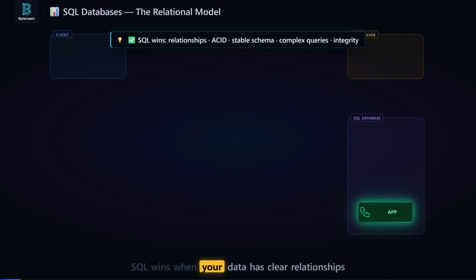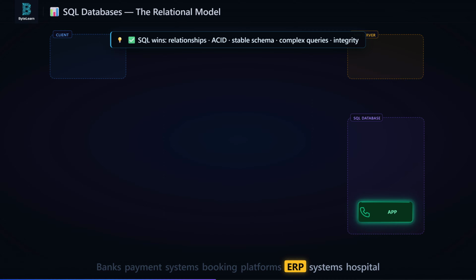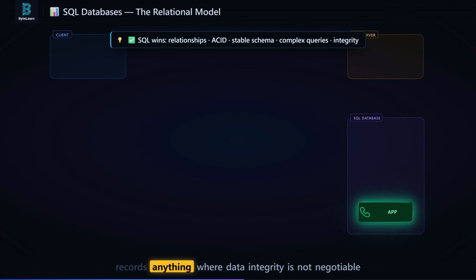SQL wins when your data has clear relationships, when you need ACID transactions, when your schema is stable, and when you query data in complex ways: joins, aggregations, filters across multiple tables. Banks, payment systems, booking platforms, ERP systems, hospital records, anything where data integrity is not negotiable.